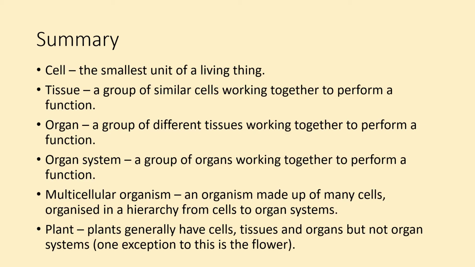So here's your summary. Cells are the smallest unit of a living thing. A tissue is a group of similar cells working together to perform a function. An organ is a group of different tissues working together to perform a function. An organ system is a group of organs working together to perform a function. A multicellular organism is an organism made up of many cells organized in a hierarchy from cells to organ systems. Plants generally have cells, tissues and organs, but not organ systems. One exception to this is the flower.